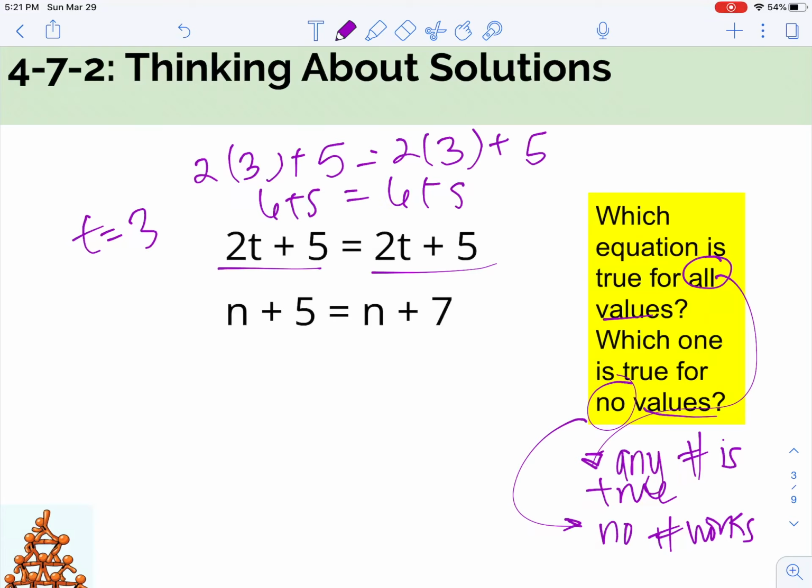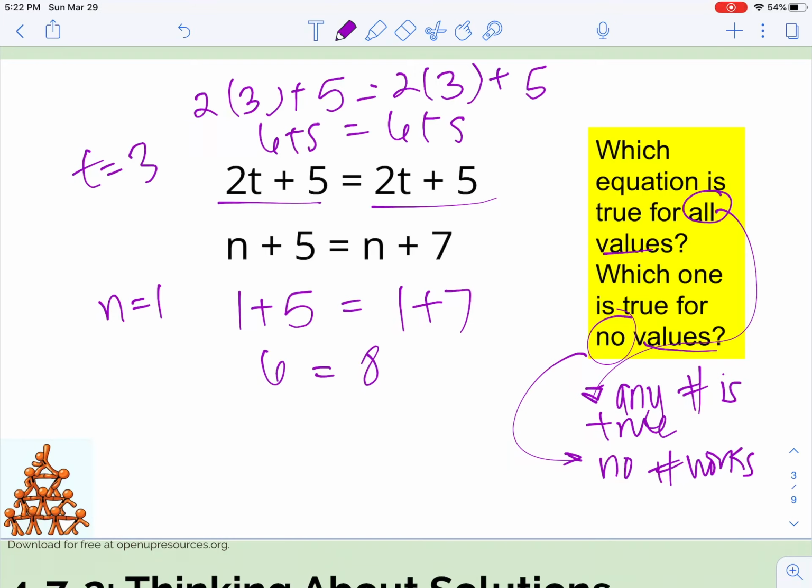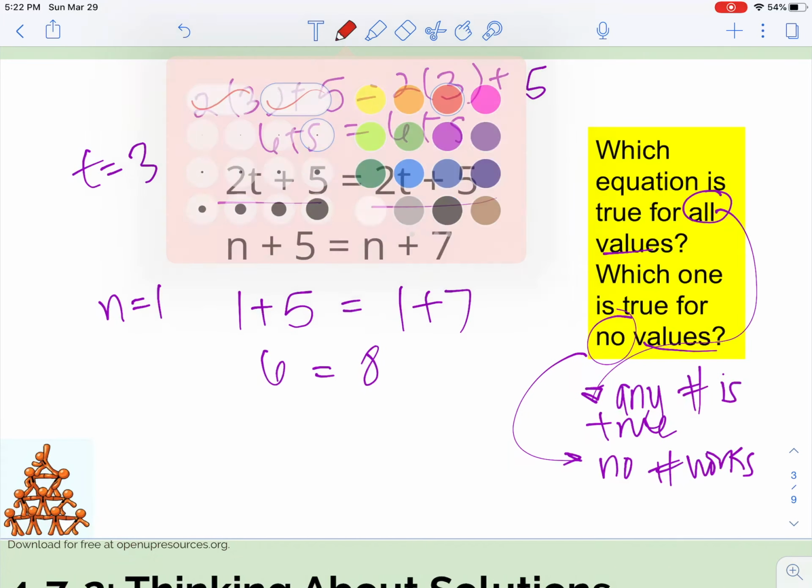Okay, so for this one though, if we look here, n plus 5 equals n plus 7, I can't pick a different value for each n, right? n has to be the same for the whole thing. So if I'm saying n equals 1, I would say 1 plus 5 equals 1 plus 7, 6 equals 8. That is definitely not true, right?